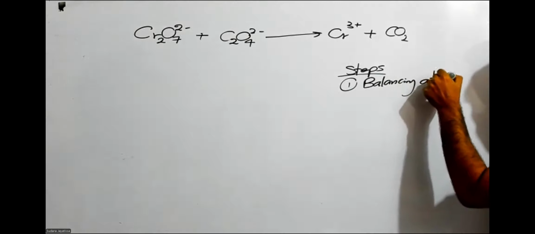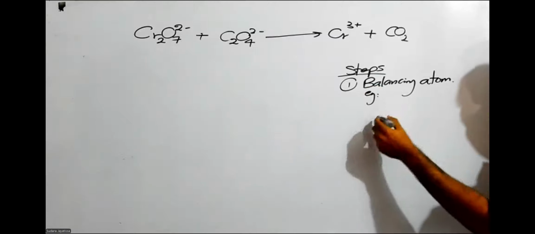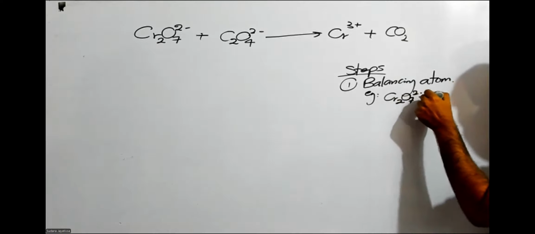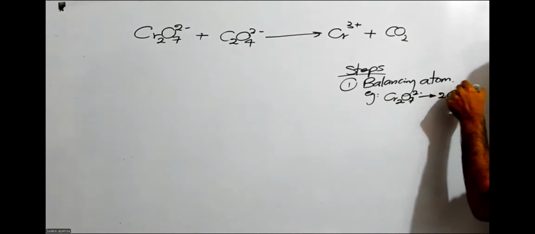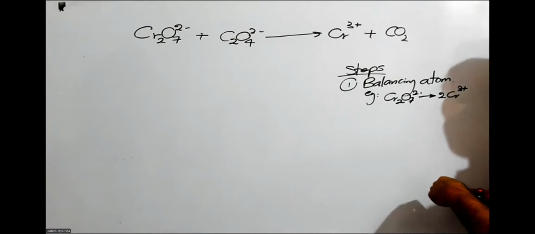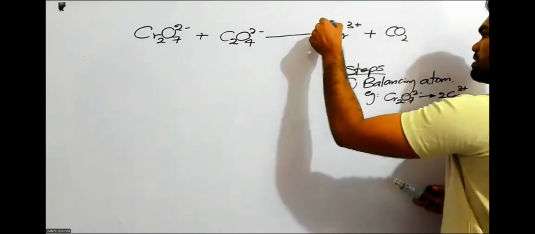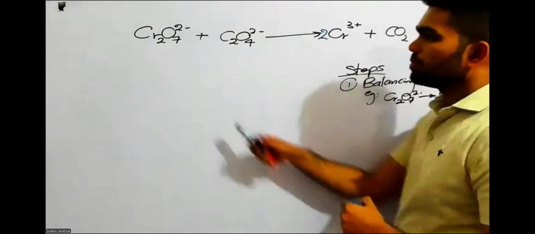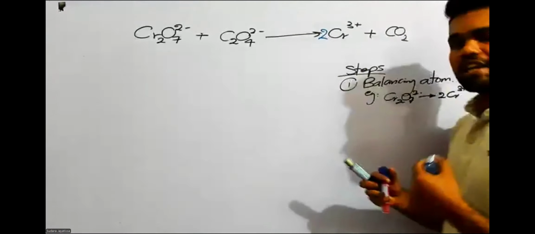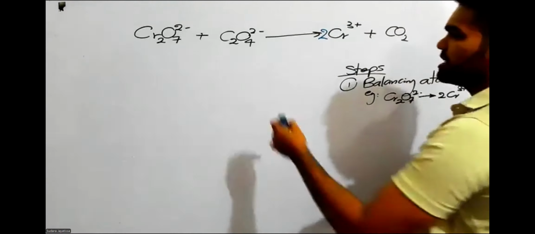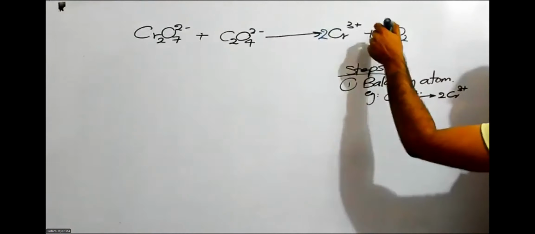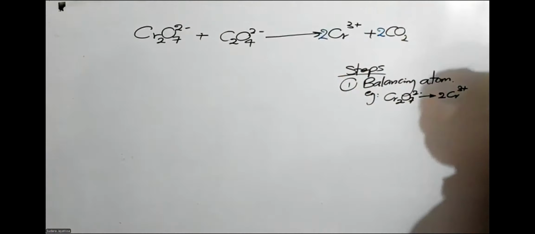Balancing the atoms. So for example, if there are two chromium ions, the dichromate, you need to write 2Cr3+. This is what is meant by balancing the atoms. So the very first thing you must do, put 2 in front of this one because you have two chromium ions in the left side. And you can see now you must do the same thing for carbon also, because here you have 2 carbon atoms and here you have only one. So put 2 in front of this.